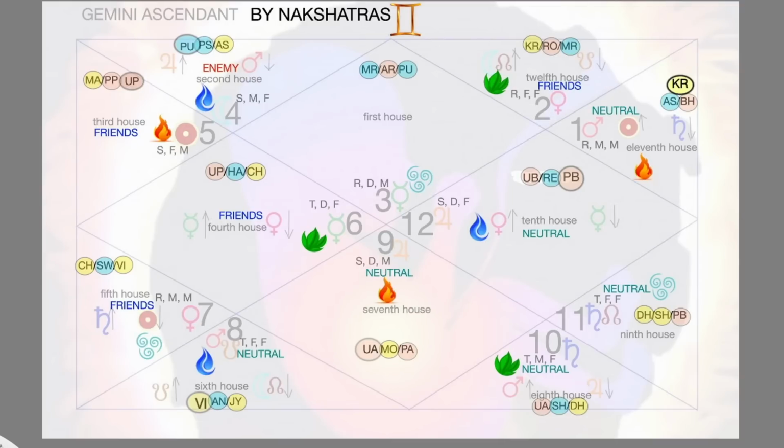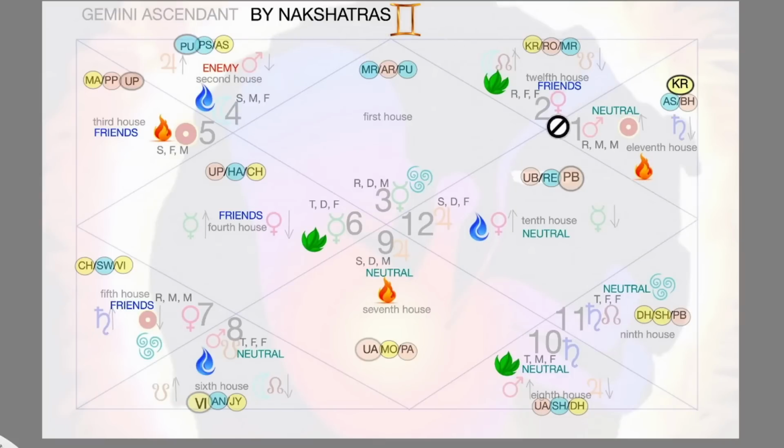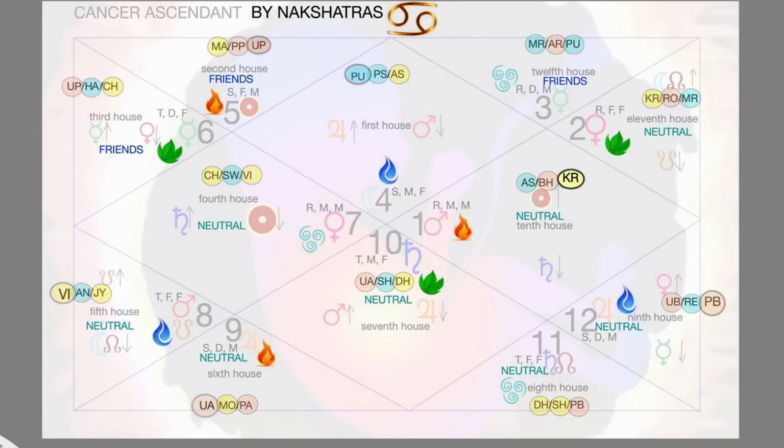Gemini ascendant considers that as the resource. Remember this rule, right? Food, resources, speech, earned wealth, family, social status, your sense of self-worth. For a Gemini ascendant, a loss of sense of self-worth is very damaging to the ascendant. For a Cancer ascendant, whatever it gains from social media, from the social network, from social circles, will contribute a lot. It will consider that as the resource.